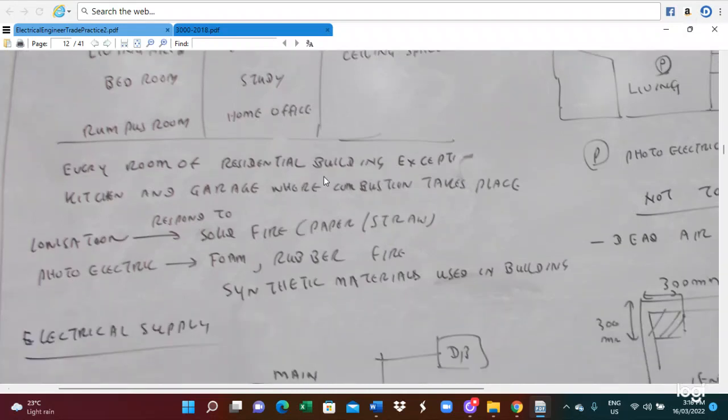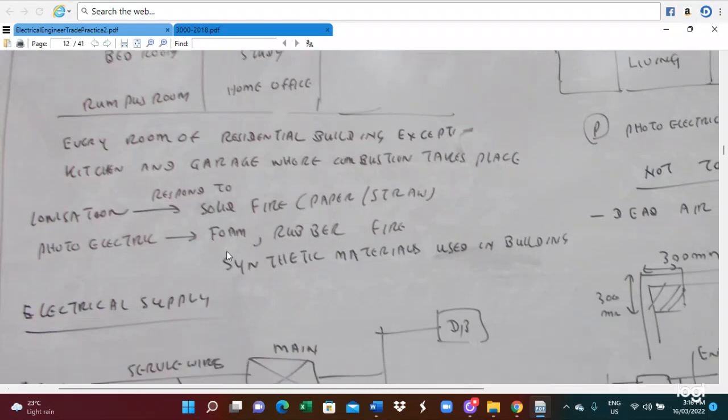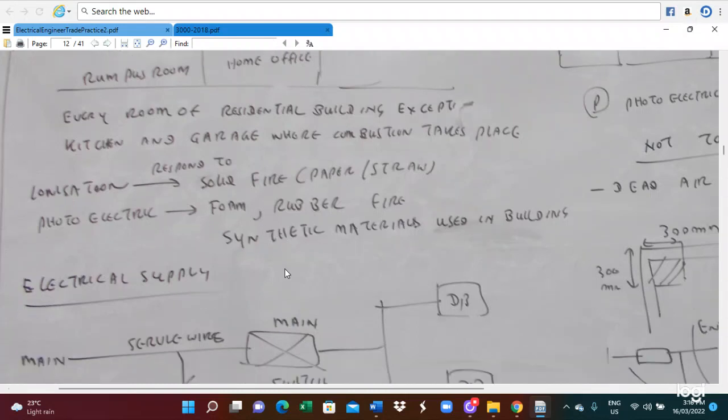Every row of the residential building is the kitchen and the garage. In this case, a combination takes place. The ionization responds to solid fire, such as paper and straw. Photoelectric responds to fume-type or smoldering fire. Therefore, depending on the kind of fire, the appropriate fire detector type will respond to the fire.